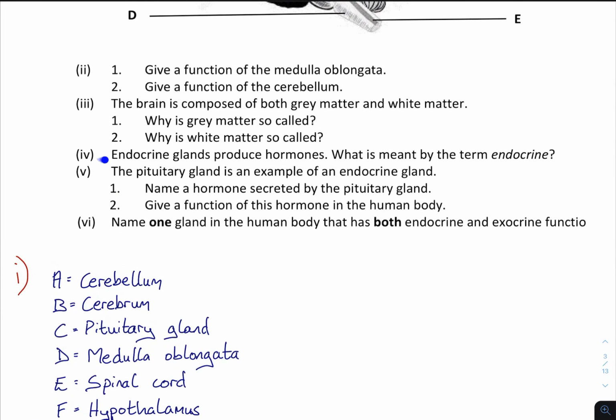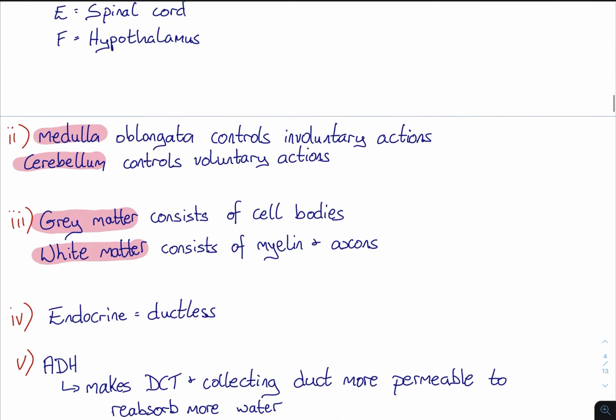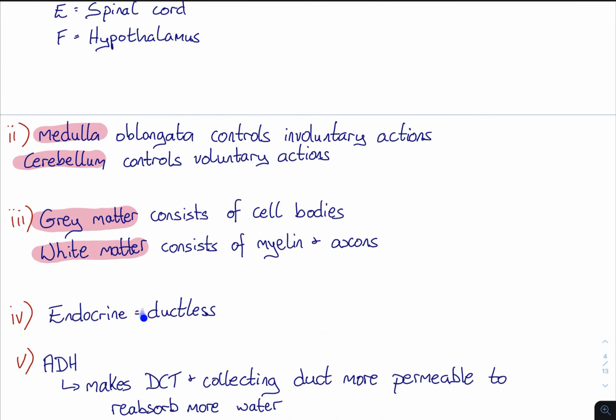IV. Endocrine glands produce hormones. What is meant by the term endocrine? So endocrine means ductless, which we have over here. So it secretes its product, which are hormones, directly into the bloodstream.